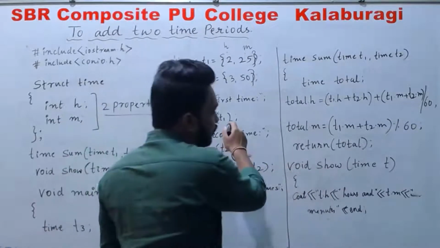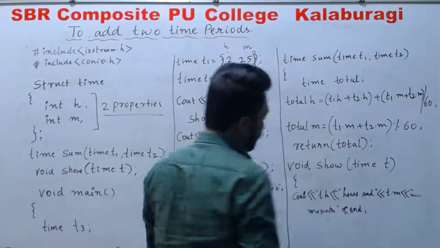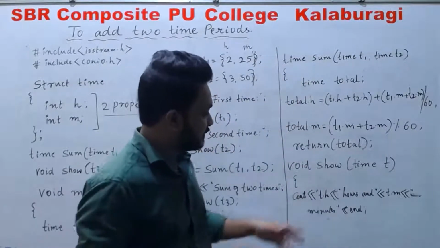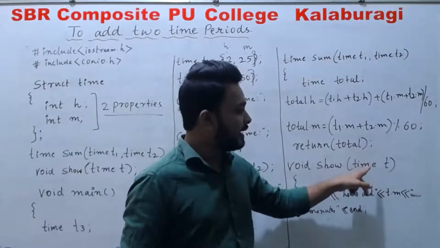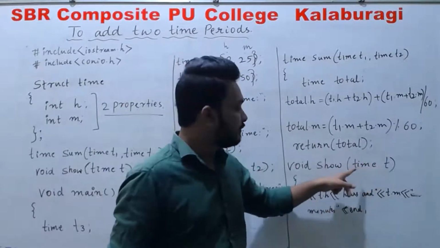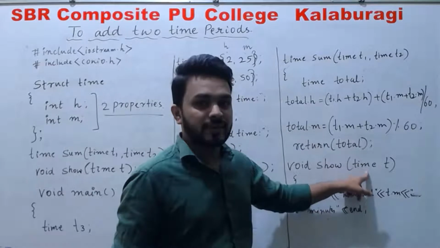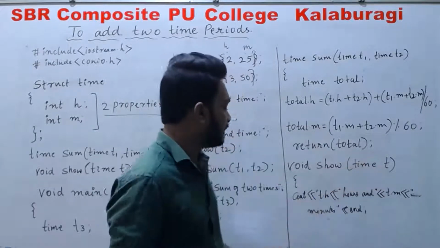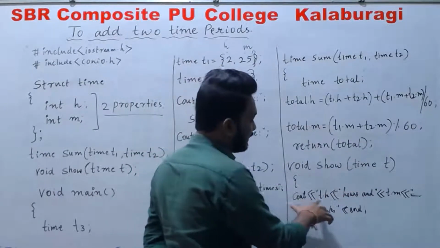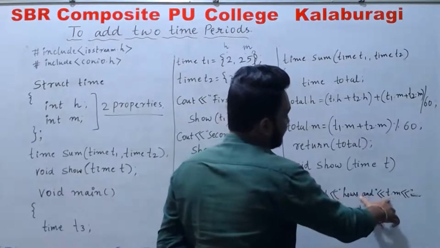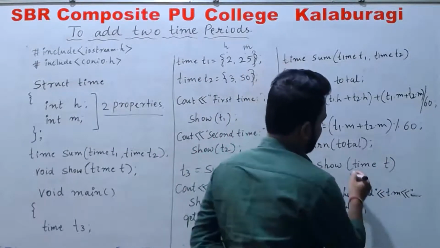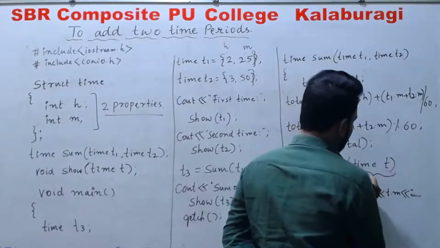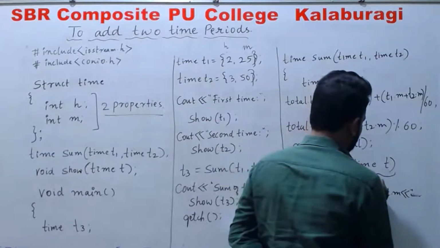Then it will move to the show value, that is the show function. In the void show, we are passing one argument as time t, correct? We are calculating t dot h and t dot m. This time t is a structure name we are passing.